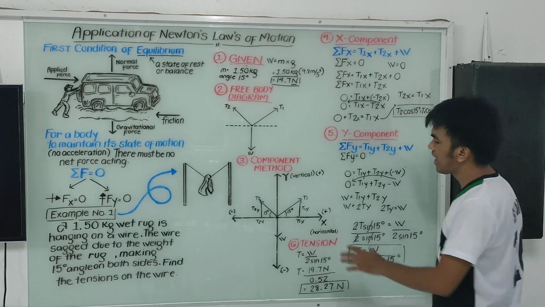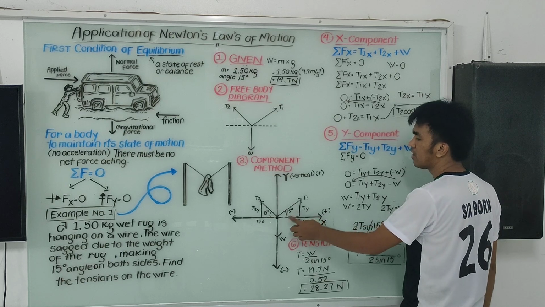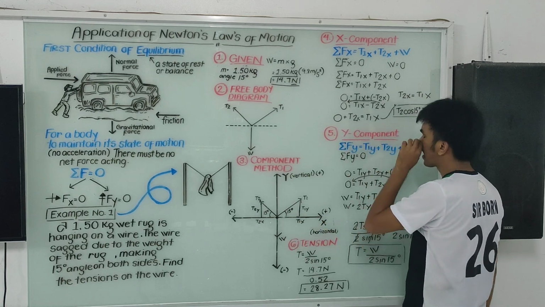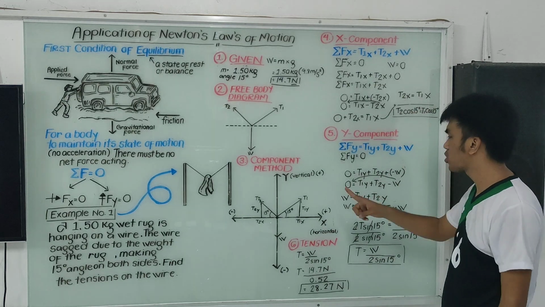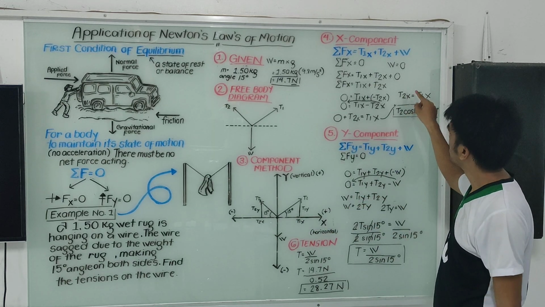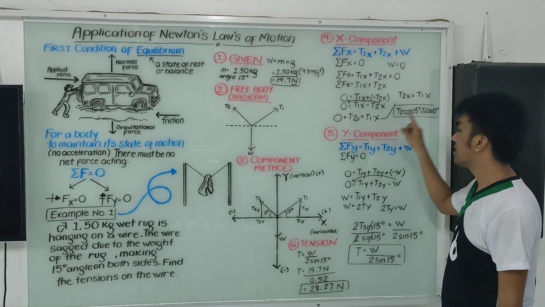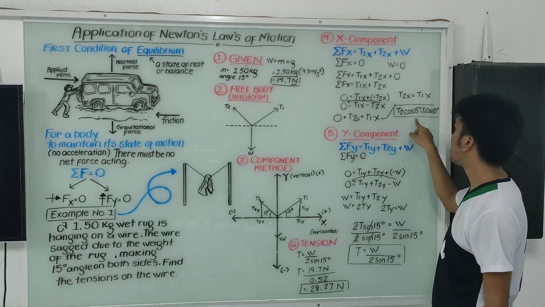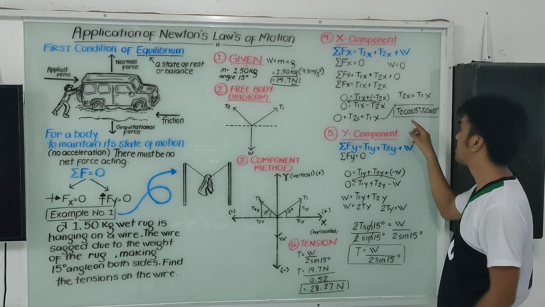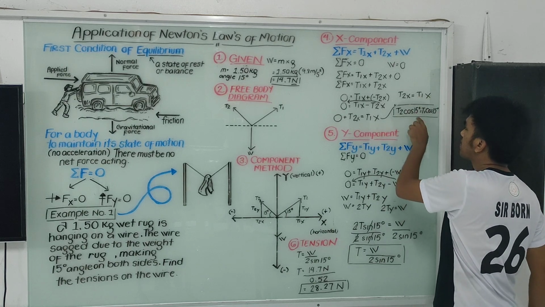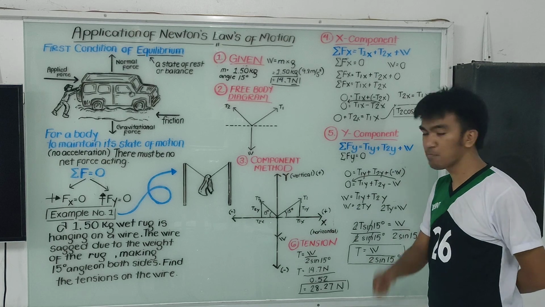Again, the x component is adjacent to the angle. So, that's why we are going to use the cosine function. We have to replace x as cosine, and then include the degree, which is 15 degrees. So, T2 will replace x as cosine 15 degrees. Same with this one, is equal to T1 cosine 15 degrees. And that is our x component.